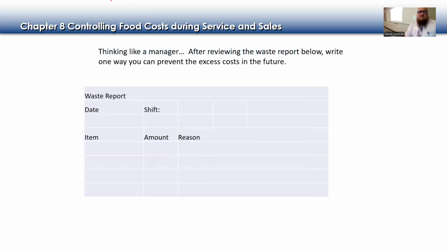All right, so we have a waste report. What is the purpose of the waste report? What does waste report sound like to you? What was thrown away. Things that we got rid of. If things drop on the floor, or if we burnt something, we had to throw it away. So for our waste report, we're looking at our shift notes at the bottom of that first page. These are things that happened during the shift.